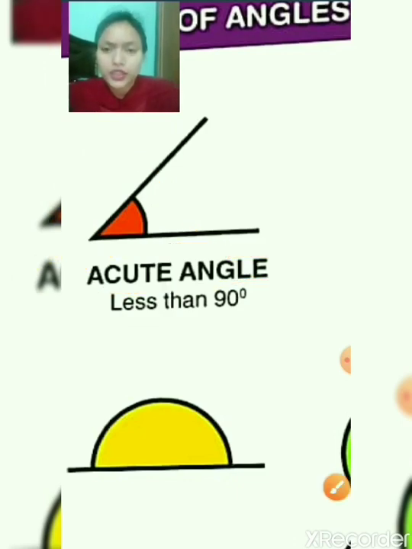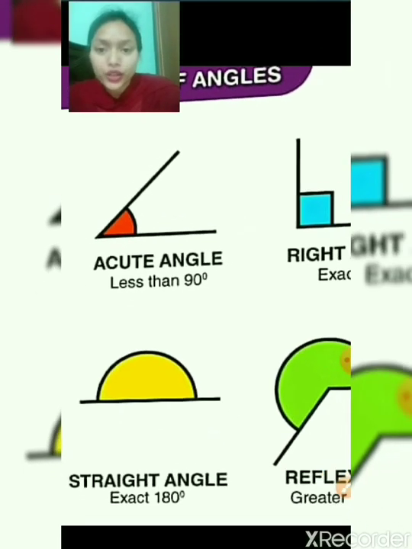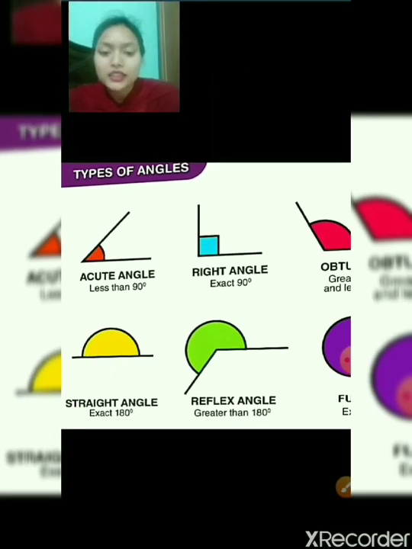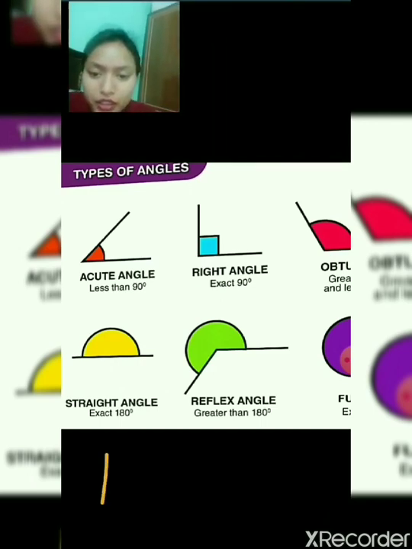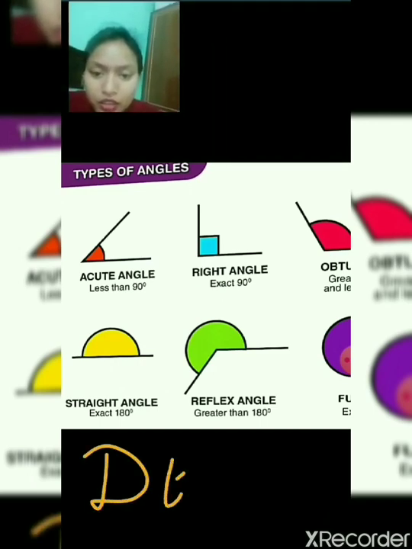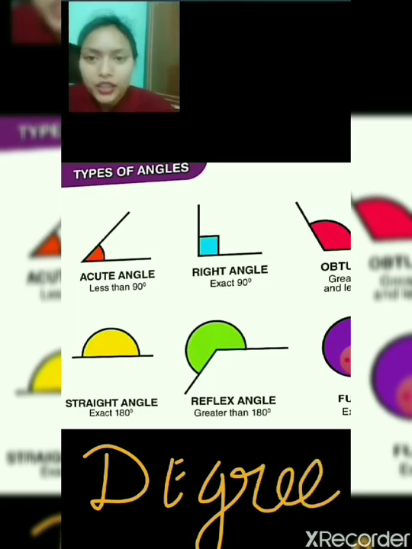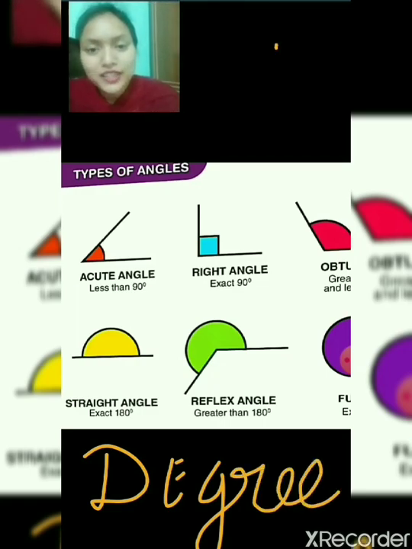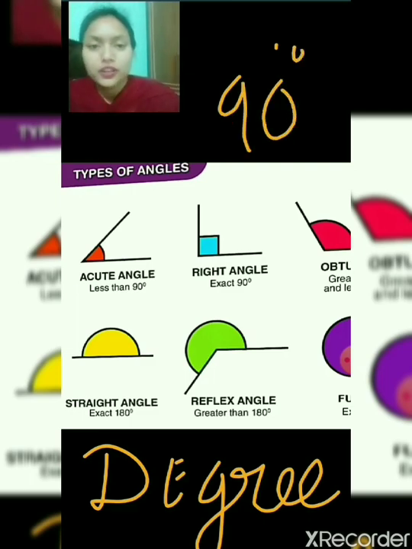Now you must be thinking, what is degree? Ma'am is saying whose measure is less than 90 degree. So what is degree? Degree is a unit in which angles are measured. Degree is shown as a small point. If I say 90 degrees, then 90 and a small 0 here. Okay.